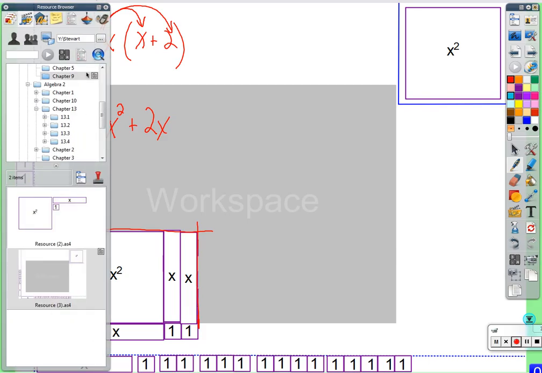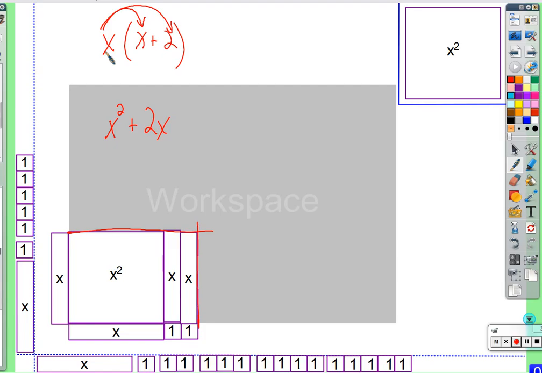So far, let me just recap real quick. We've taken 5 times what we call a binomial, x plus 3. We took 5 times x plus 3, right? Not a completely new idea to us. We just distribute the 5. Then x times x plus 2, we haven't really dealt with that, okay? But it's easy enough to infer from our experience of distribution.